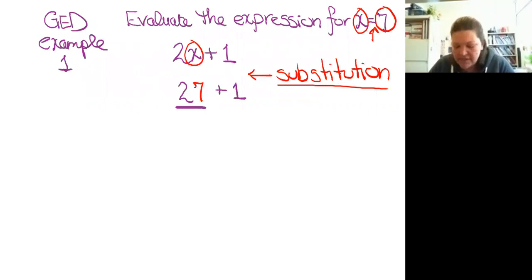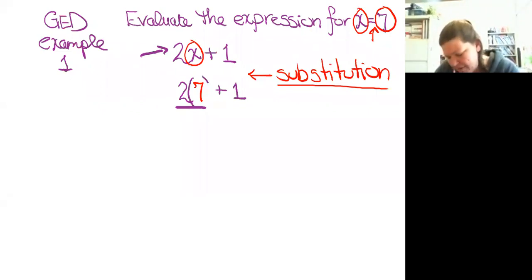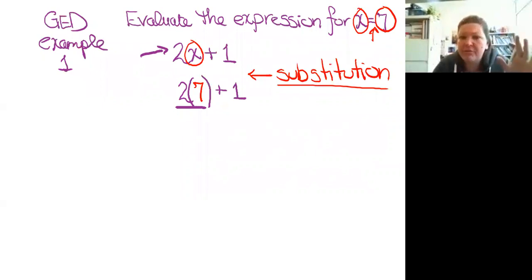But this didn't say take 20 plus 7. This said take 2 times X. So when you're substituting in a number, you had better use some kind of a symbol for multiplication so that people don't mistake it for 27. Does that make sense? I will use parentheses because I'm a mathematician. I will not use a little X times sign or you're going to mix up your times with your X's. Are we good with that?